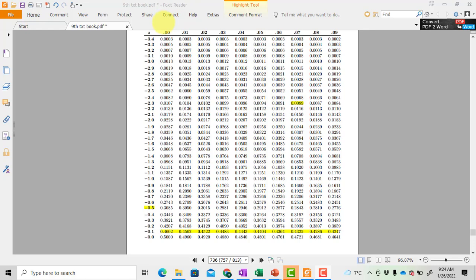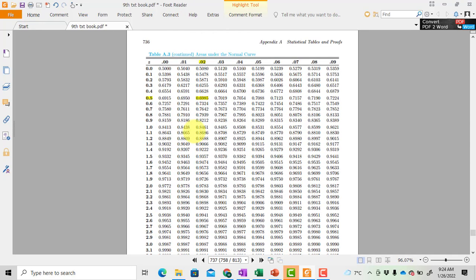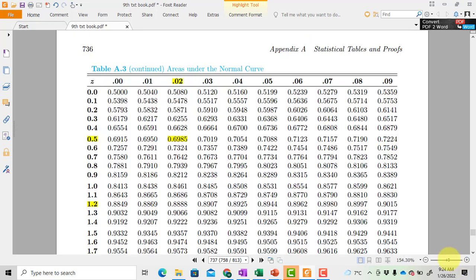Now we will move towards calculating the second value. Our second value was 1.2. So this is the positive z distribution table. I will check in there. So this is 1.2 positive z, and this is the z. So I will check. This is 0.8849.